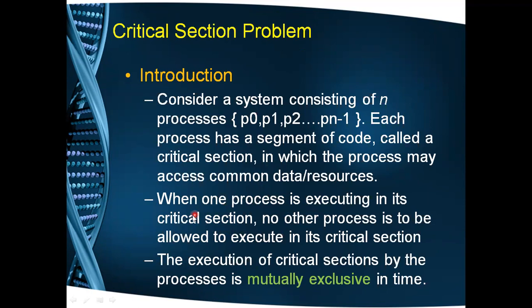That is given here. When one process is executing in its critical section, no other process is to be allowed to execute in its critical section. That means if we allow P1 to execute its fifth statement to access the common data, at the same time, process P2's seventh statement cannot be allowed. So automatically, the execution of critical sections by the processes is mutually exclusive in time. That means we have to allow only one process at a time to execute its critical section. So for the critical section problem, we need to follow the mutual exclusion principle.